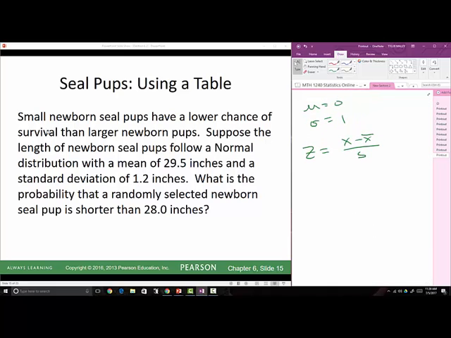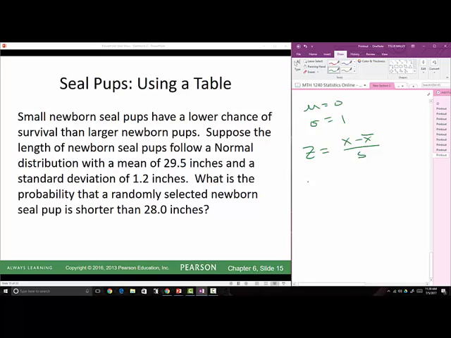So it says small newborn seal pups have a lower chance of survival than larger newborn pups. Suppose the length of the newborn seal pups follows a normal distribution with a mean of 29.5 inches and a standard deviation of 1.2 inches. What is the probability that a randomly selected newborn pup is shorter than 28 inches?